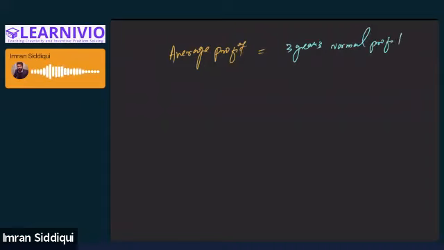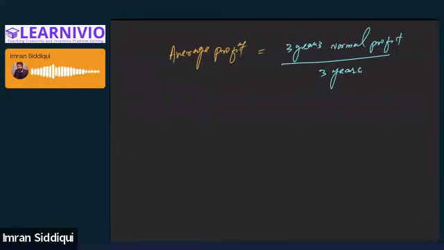What I'm telling you is that in order to find out the average profit of the firm, let's suppose we need to find out the average profit of the last 3 years. So we will need 3 years of normal profit. To find out the average profit, you need 3 years normal profit, and then you will divide this by 3. Then only you'll get the average profit of the last 3 years.